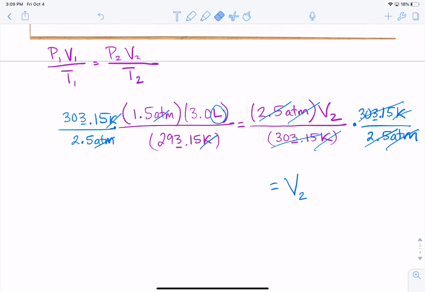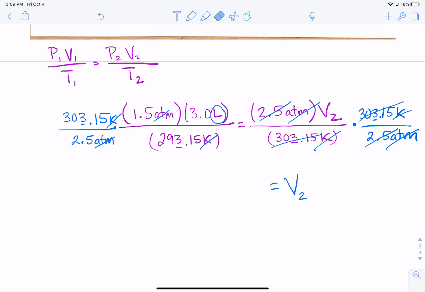If you plug in 303.15 times 1.5 times 3, then you hit divided by. You either need to use parentheses in your calculator to multiply those two, or what I like to do is just hit divide by 2.5 and divide by 293.15. So could I please get you to calculate that right now? If you've got a phone or a calculator in your hand, please calculate that.